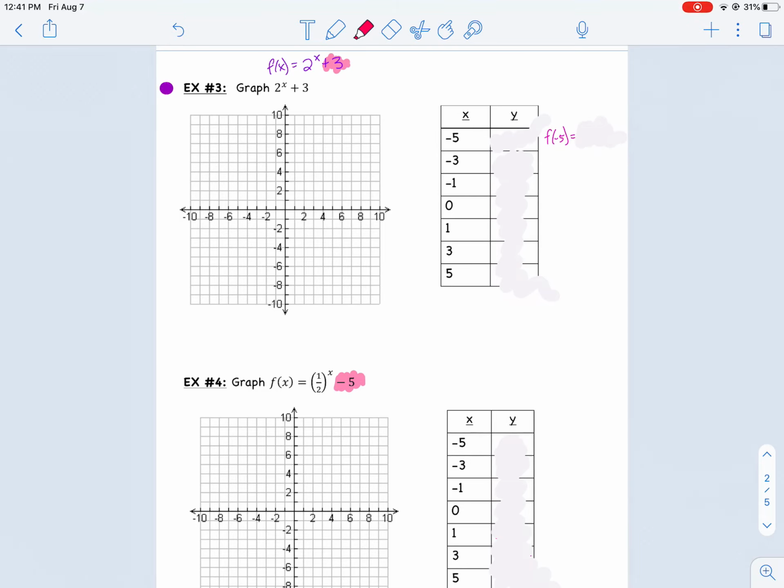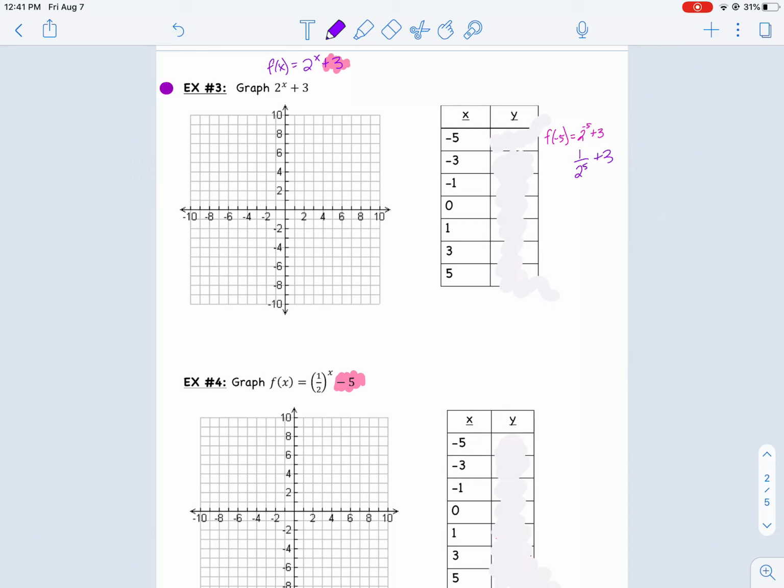Let's start with example number 3. Let's evaluate f of negative 5. I'm going to plug in negative 5 for my x, and I end up getting 2 to the negative 5th power plus 3. Now remember, negative exponents don't make sense, so we have to make them positive first. We can drop that down. We can figure out what 1 over 2 to the 5th power is, and then add 3 to that answer.